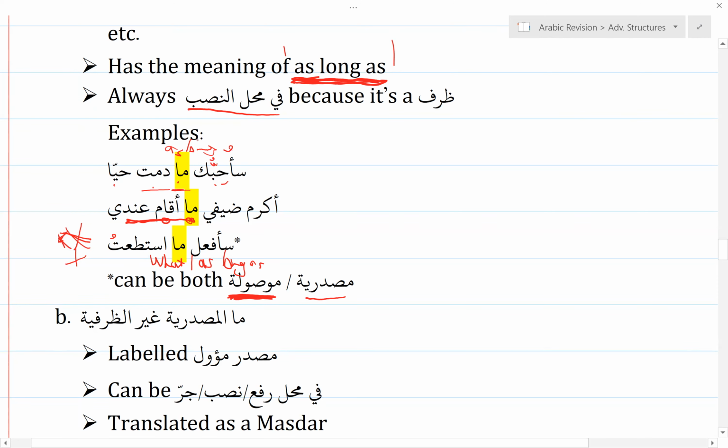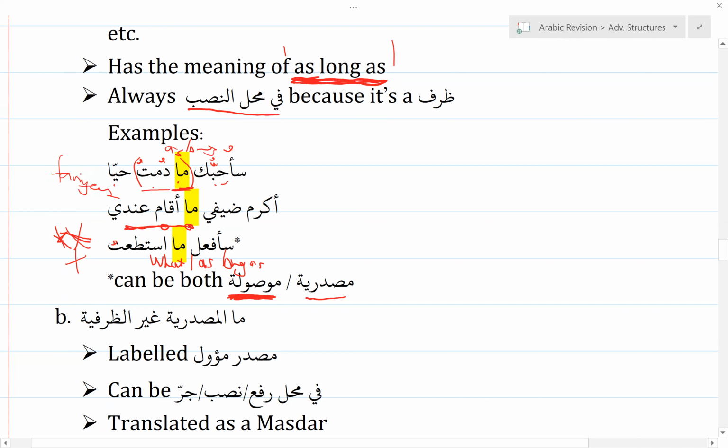أحبك ما دمت حيا. So this is a fi'l, and this ما دمت is في محل نصب. This complete is في محل نصب, and this is a مفعول به of أحبك. Yes. As long as I live. No, it's not مفعول به because it's a ظرف. It's going to be مفعول فيه, because of time. And حيا would be again, "as long as I live."